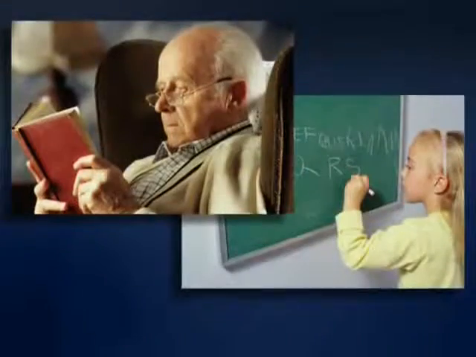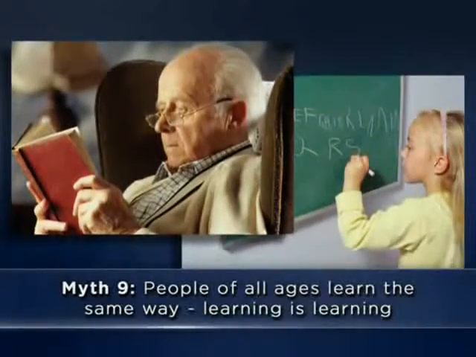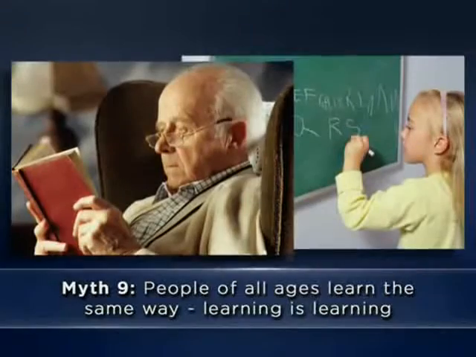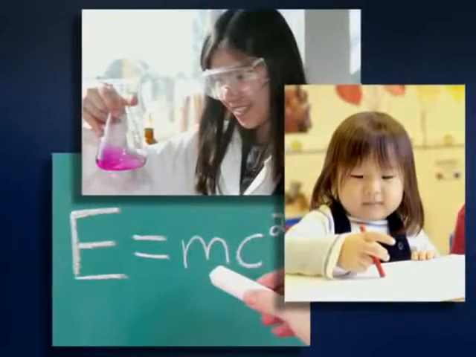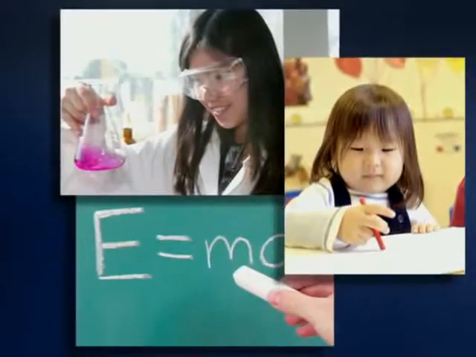Myth 9. People of all ages learn basically the same way. Learning is learning. So I can teach my preschooler grandchild about science the same way I would teach my adult child with simpler concepts, right? No. This is another myth. There is enormous evidence that people of different ages learn somewhat differently, for several reasons.